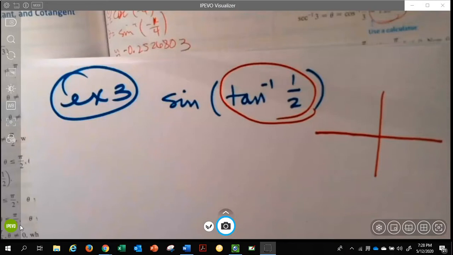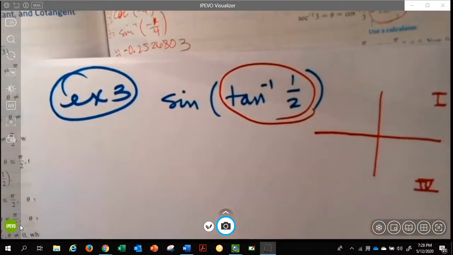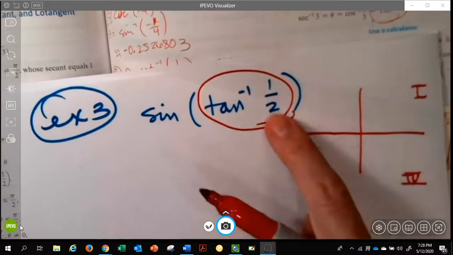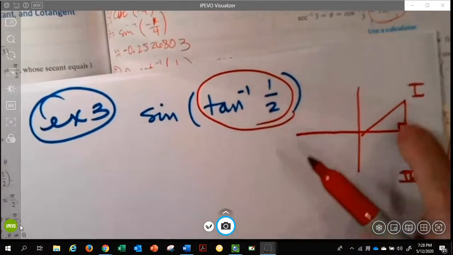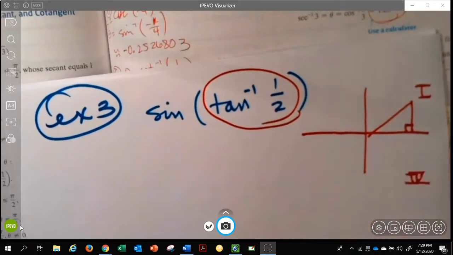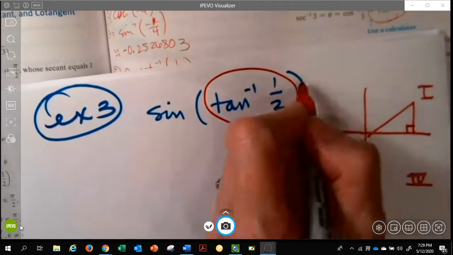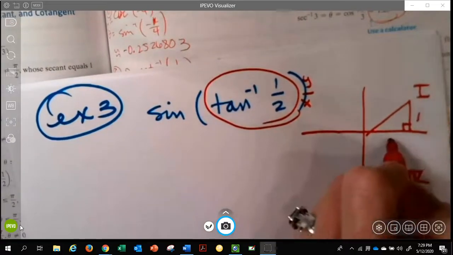Okay, let's think for a second. Tangent is related to sine. Tangent and sine get restricted to the first and fourth quadrants. This is a positive. That means it's going to be up here because it's going to have a y over x that are positive over positive. If it was negative, it would be down here in the fourth quadrant. Tangent is y over x.